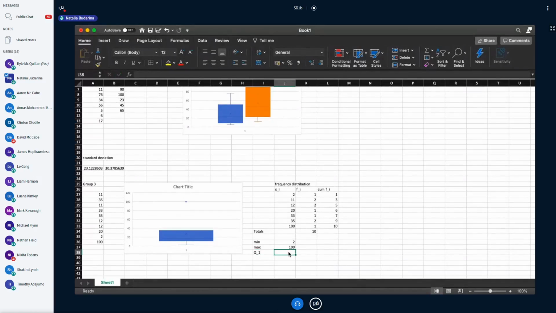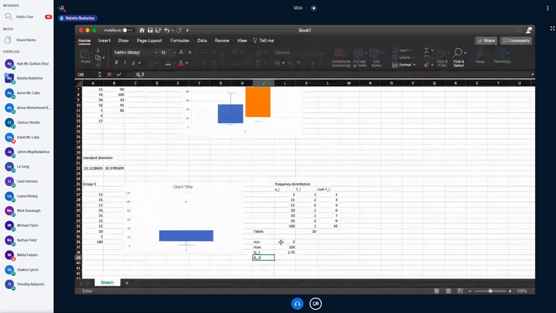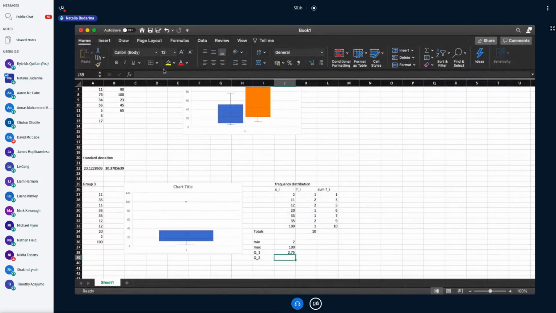Yes, I need to find n plus 1 over 4. So n plus 1: n is 10, so I have 11 over 4. 11 over 4 is 2.75. Okay, we do Q1 first and then return and find the value. Look, 2.75 is not Q1, it's the index of x. So I need to check element x at 2.75.